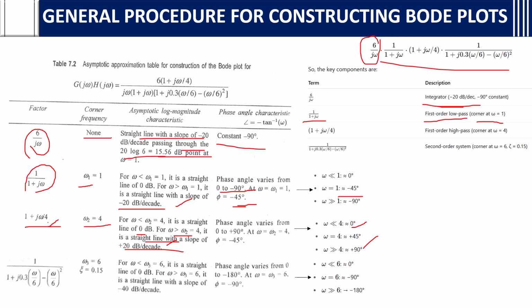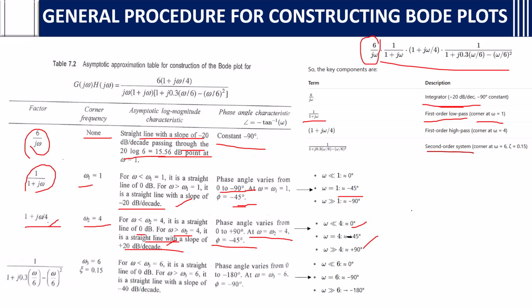At omega equals omega 2 equals 4, when it is 4, the phi will be what? Minus 45. Just correct it. Here it is minus 45. It is not plus here. It is minus 45. Then in the same way, last we are left with what?